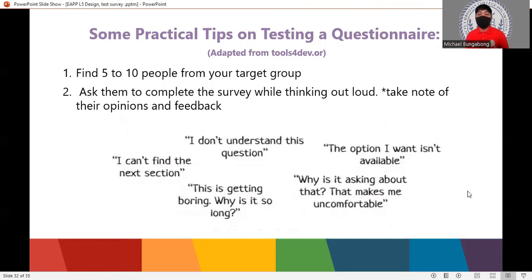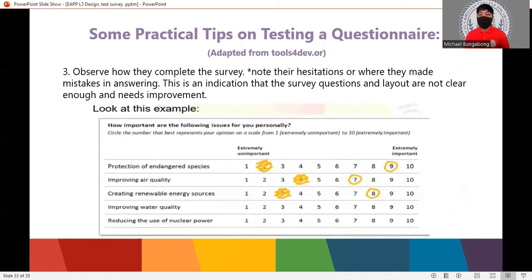You may probably get responses coming from them like, I don't understand the question. I can't find the next section. This is getting boring. Why does it take so long? Why is it asking that? Does that make sense? Or things like that.